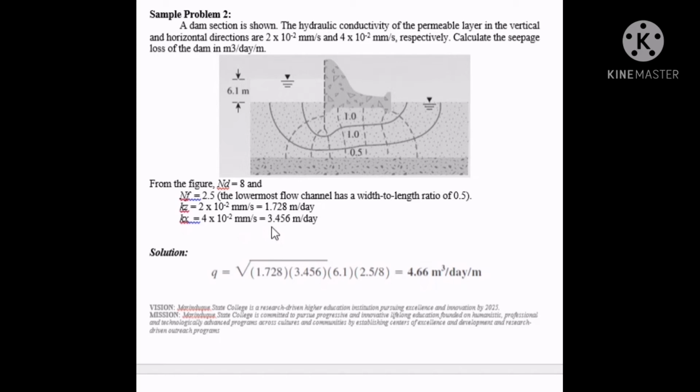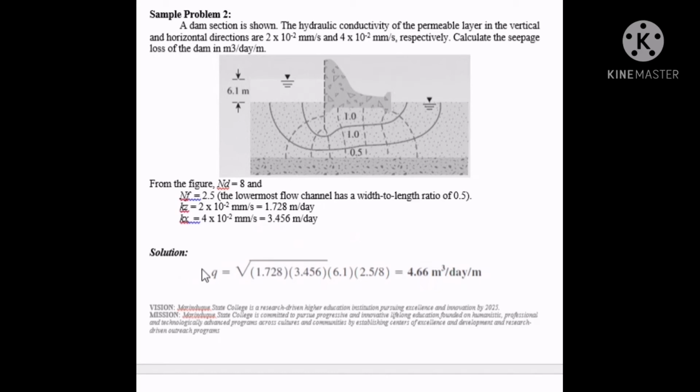So if we determine the number of equipotential lines, we count again the spaces between the equipotential lines. So this is 1, 2, 3, 4, 5, 6, 7, 8. So therefore, nd is equal to 8. And in the problem, it is already given that there are 2.5 flow channels, because the lowermost flow channel has a width to length ratio of only 0.5. So that's why in the problem, the number of flow channels is just 2.5, not 3.